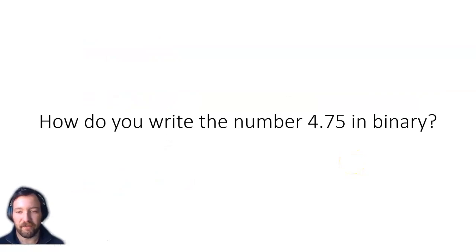How do you write the number 4.75 in binary? Okay, so now I have a decimal, but really nothing's going to change. You just have to use those place values. And remember that in base 2, our decimal spots are the halves place, the quarters place, and the eighths place, right?